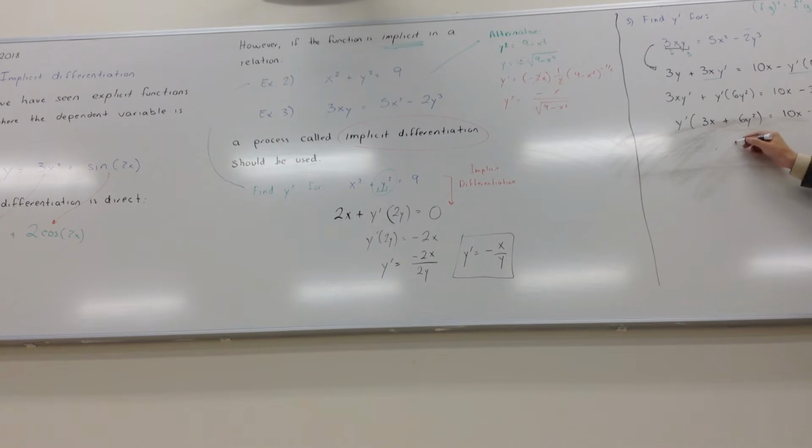So finally, y prime equal to 10x minus 3y over 3x plus 6y squared. That's it. If you can simplify, you simplify, but in this case, you cannot simplify anything. You leave it like that.